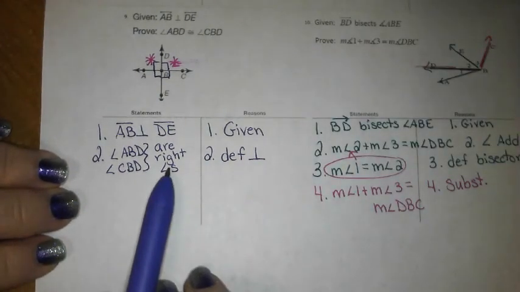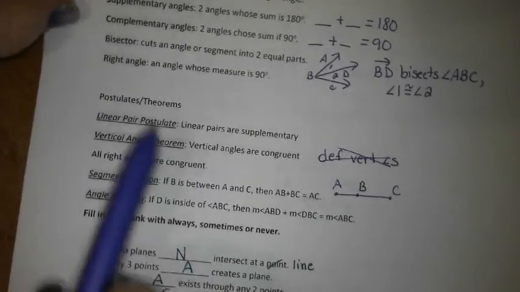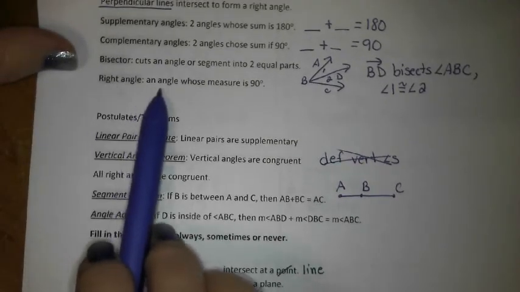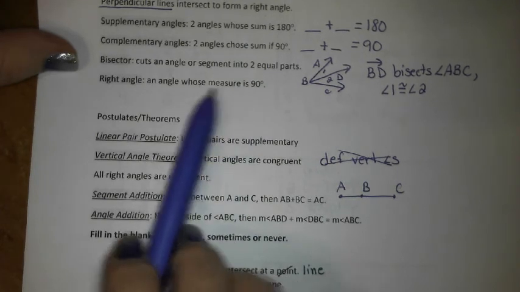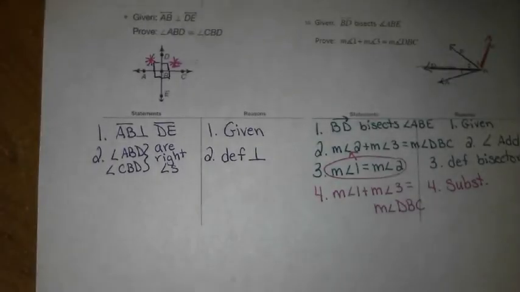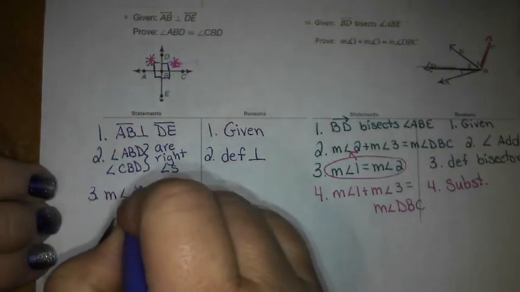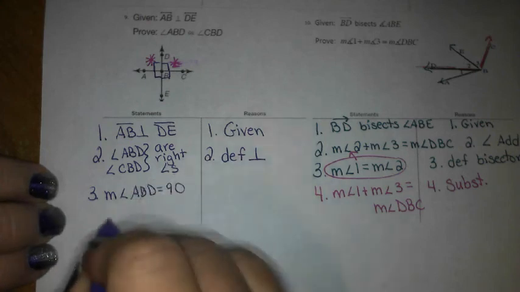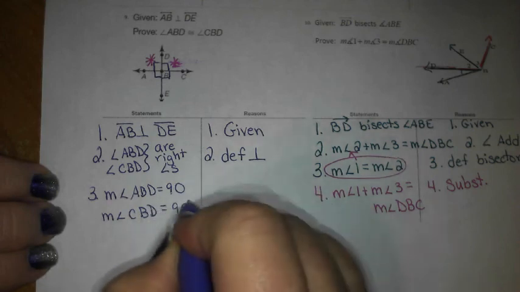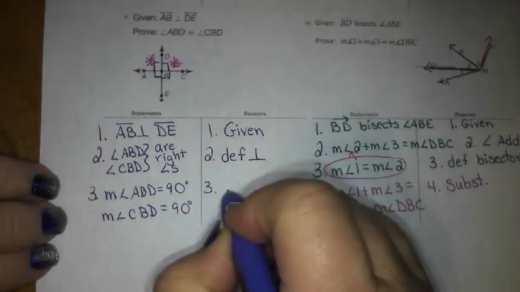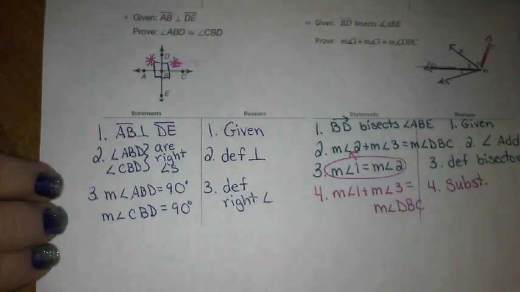Now, what do I know about right angles? Well, back to my definitions. What's a right angle? An angle whose measure is 90. So can I say that both of my angles equal 90 degrees? According to this definition, I can. So I'm going to say that the measure of angle ABD equals 90, and the measure of angle CBD equals 90. And my reason? Well, we just looked at it. The definition of a right angle.